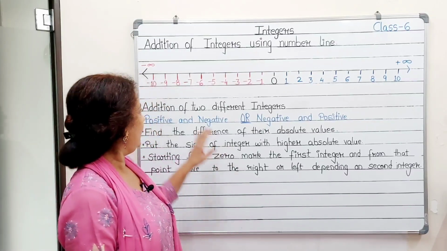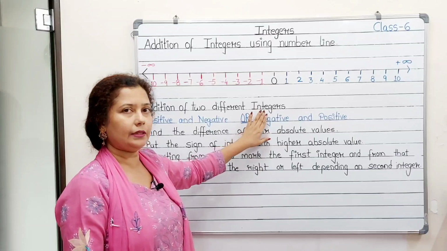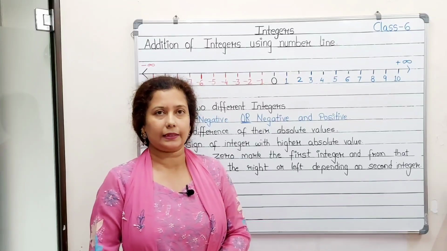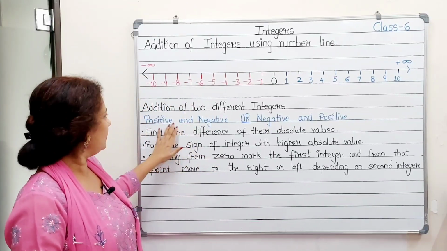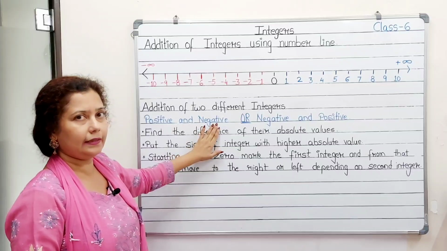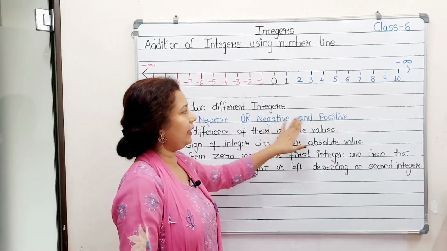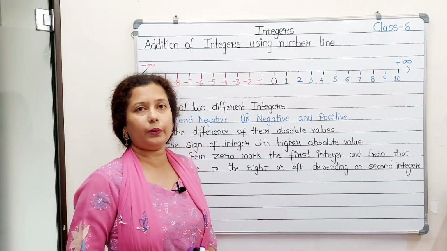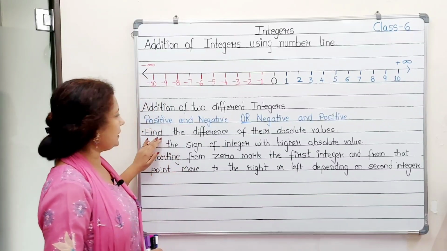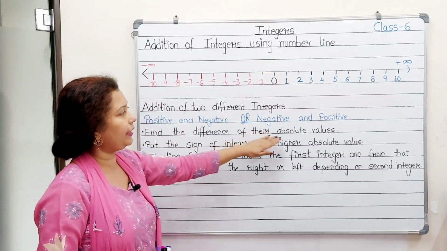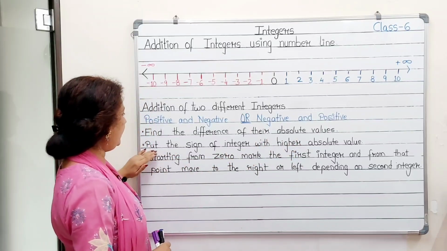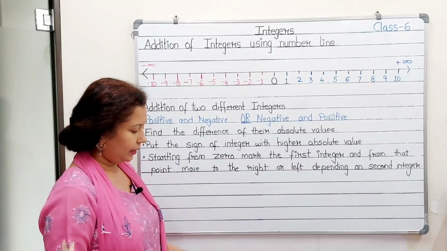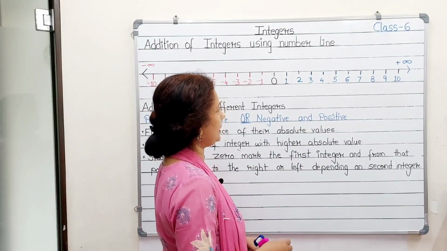Now we will understand addition of two different integers. Two different integers means one positive and another negative. There can be two cases: first integer positive and second integer negative, or first integer negative and second integer positive. But whatever the case, we have to follow the same steps. First step is to find the difference of their absolute values. Second, put the sign of the integer with higher absolute value. This I will explain with the help of an example.